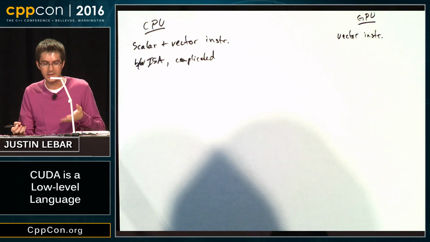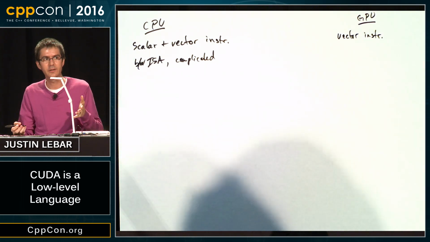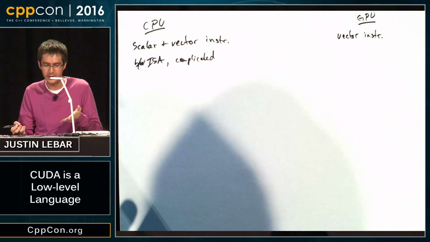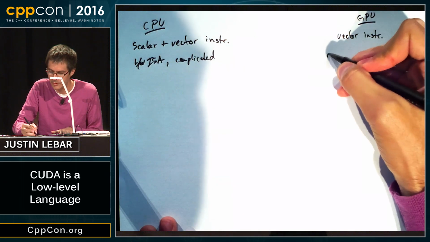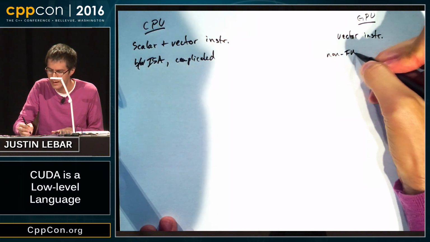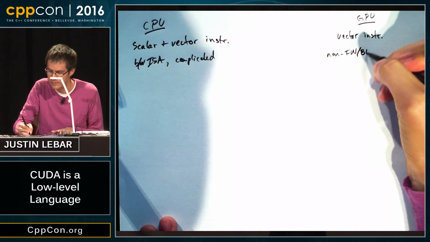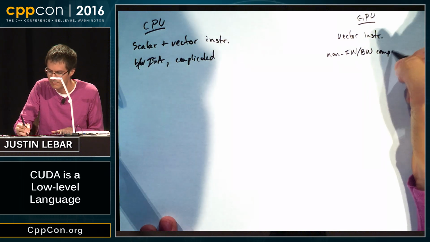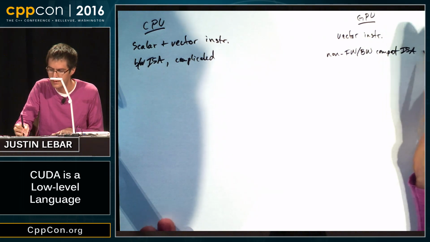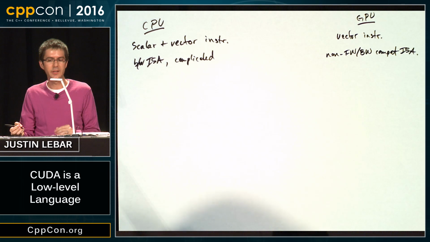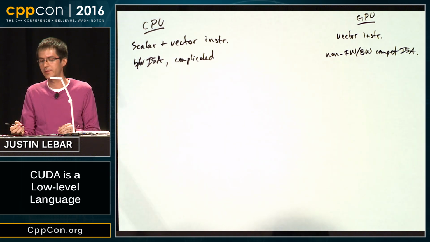So wouldn't it be nice if I could design a chip where every time I make a new architecture, I change the ISA. I completely change the instructions. That's actually what we do on the GPU. We have a non-forwards and non-backwards compatible ISA. Each time we come up with a new GPU, we change the instruction set architecture of the GPU.